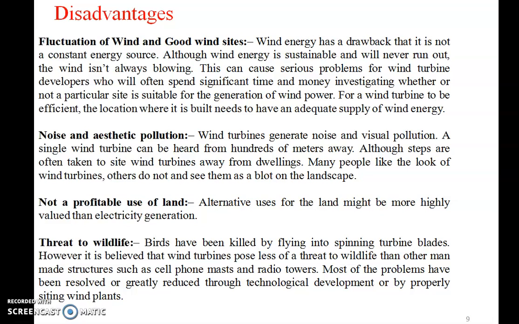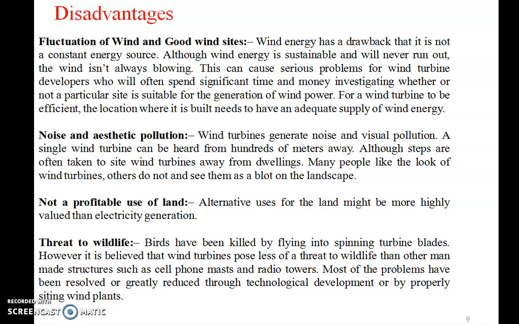However, it is believed that wind turbines pose less of a threat to wildlife than other man-made structures such as cell phone masts and radio towers. Basically, because of the rotation of the wind blades, birds and other flying animals may suffer injuries in that particular system. So these are the advantages and the disadvantages of the wind power plants.